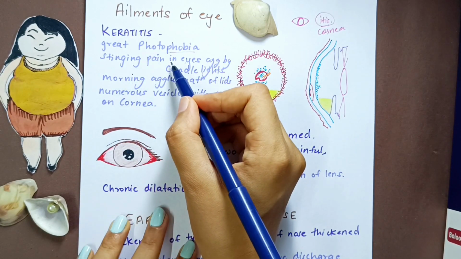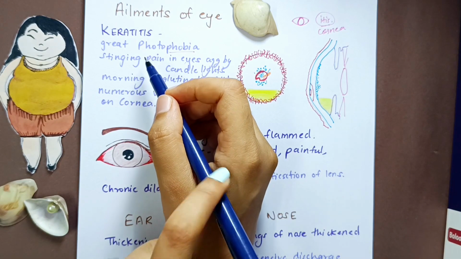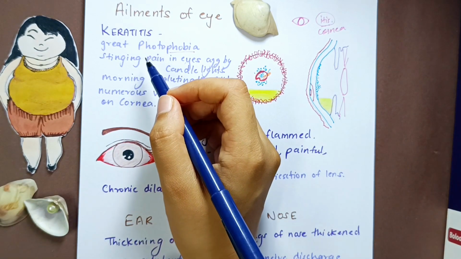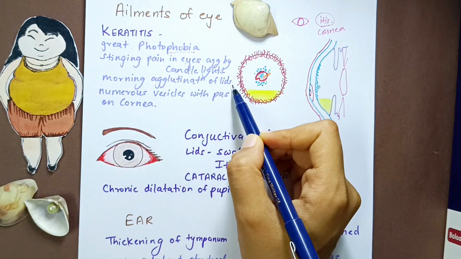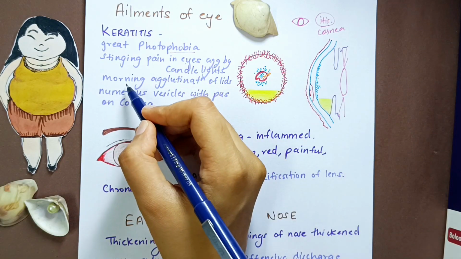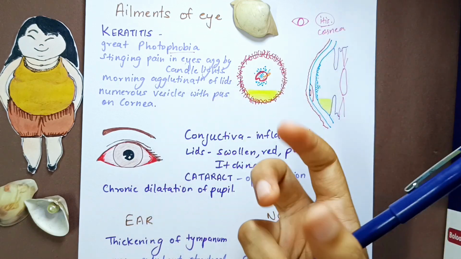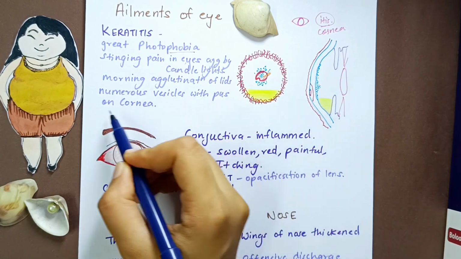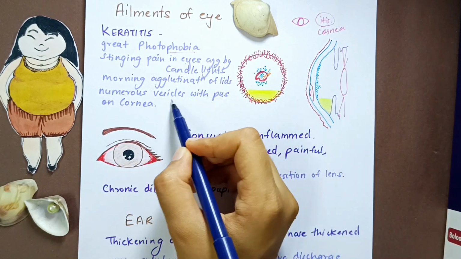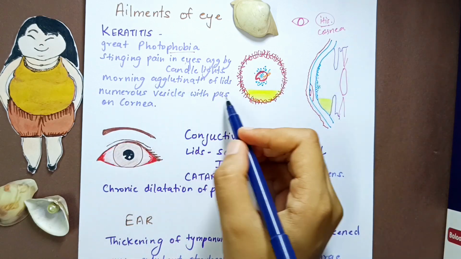And stinging pain means what? Whenever a bee stings you, whenever a bee bites you, the kind of pain that you feel, the same pain is called stinging pain. Morning agglutination of lids, meaning in the morning when they wake up their lids will stick onto each other and the eyes won't open very easily. And then numerous vesicles with pus on cornea. There will be numerous vesicles, eruptions with pus on cornea.